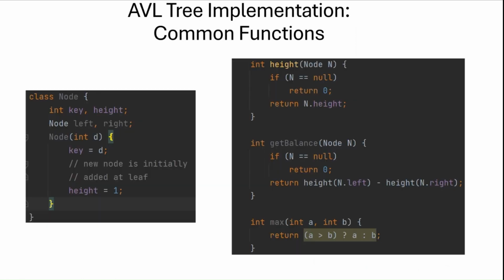So in the AVL tree implementation, these are the common functions we will use. The height function just returns the height property for that node. If it is null, then we just return 0. The getBalance method checks the balance. We know how we check the balance: height of the left subtree minus height of the right subtree. And if it is null, we just return 0. And this is just a max function to find the maximum of these two numbers.